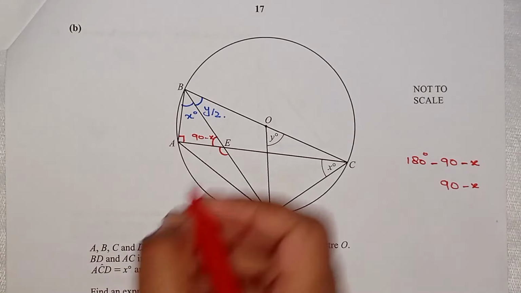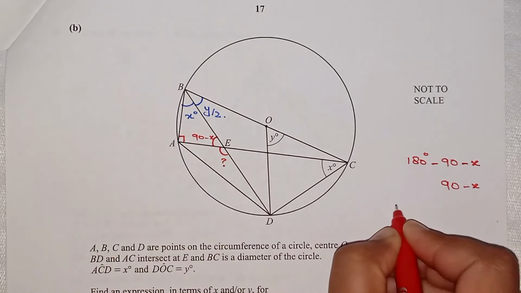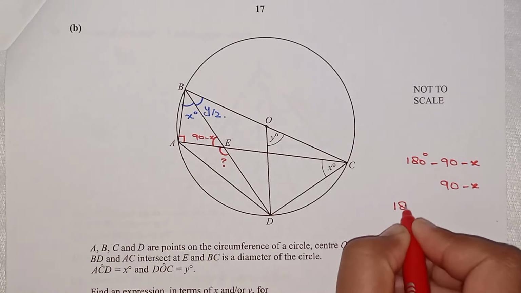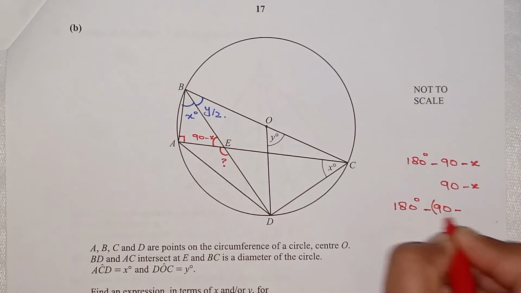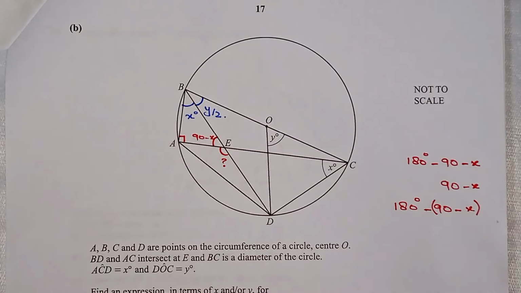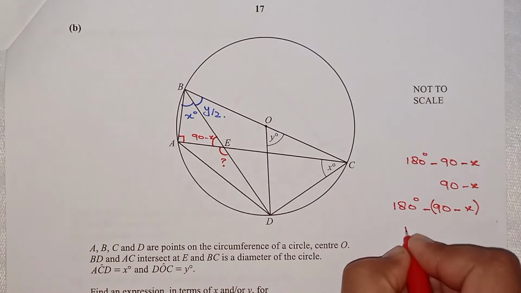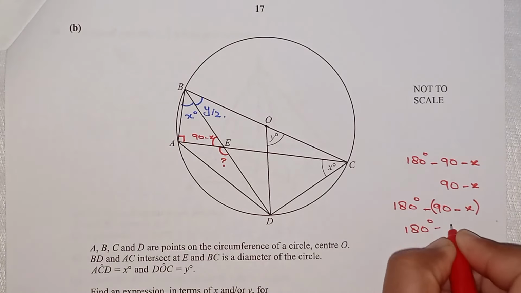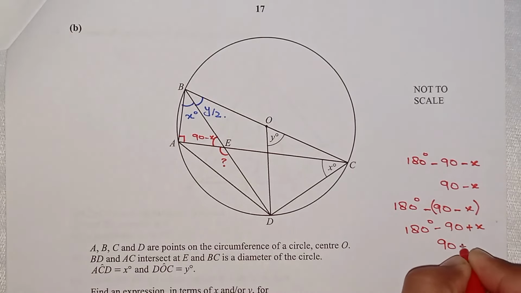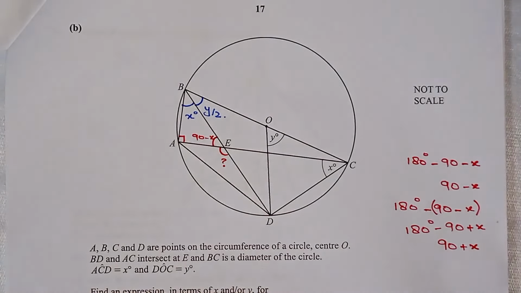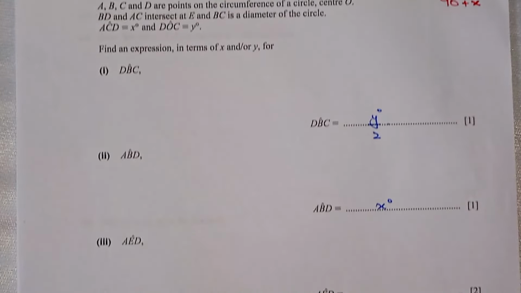And we know that this straight line is 180 degrees, right? Since we need to work out this angle, what would this angle be? This would be 180 degrees, subtract 90 minus X. So we will get that angle. So it would be 180 degrees minus 90 plus X. So it would be 90 plus X. So this angle would be 90 plus X.